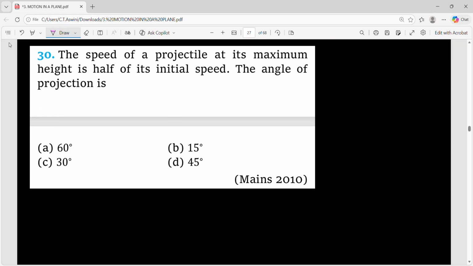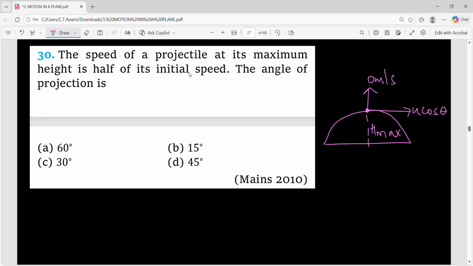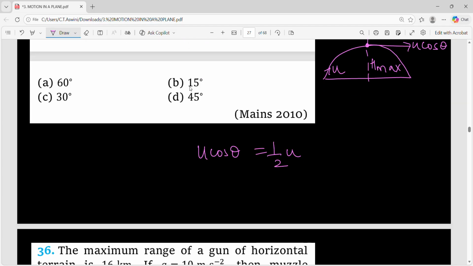See this question, the speed of a projectile at its maximum height is half of its initial speed. See, at the maximum height of the projectile, we have only x component velocity, that is u cos theta, and along y, what is the velocity? This is the maximum height point. At h max along y there is no velocity, it is 0 meter per second. So we have only u cos theta speed. So this speed at maximum height is equal to half of the initial speed. Let us imagine that it is projected with initial velocity u, half of the initial speed. You have to find the angle of projection.